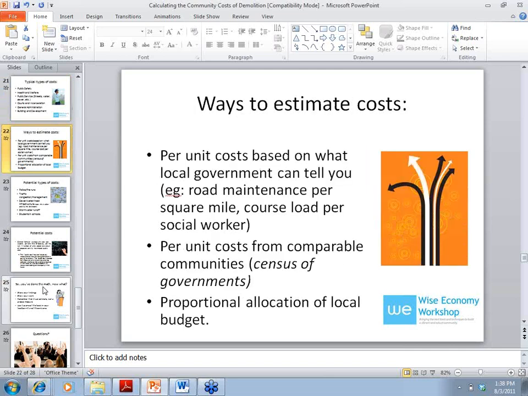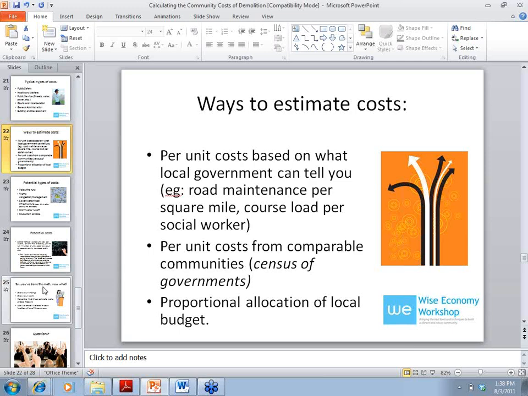So in some cases, it's fairly easy to calculate this. If you can get per unit costs for different kinds of uses, or for different kinds of services, let's say cost per police run or cost for maintenance of a mile of roadway, then you've got something you can work with pretty easily. There is a piece of information out there called the Census of Governments.